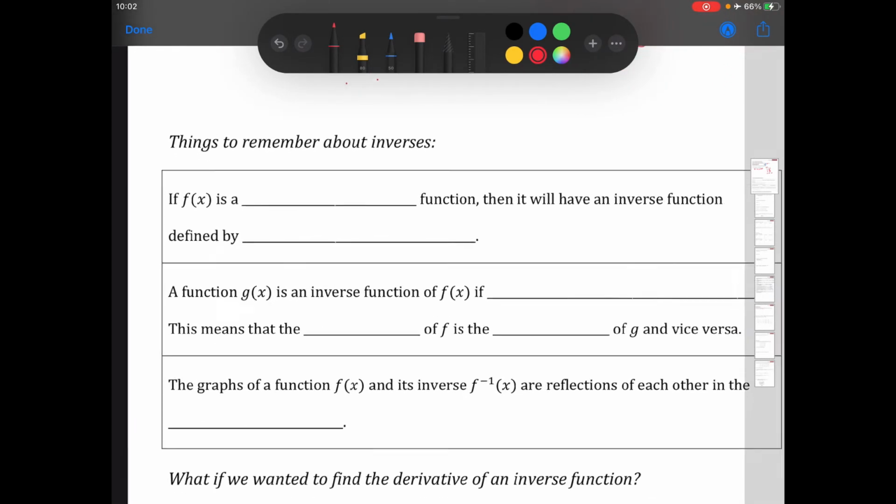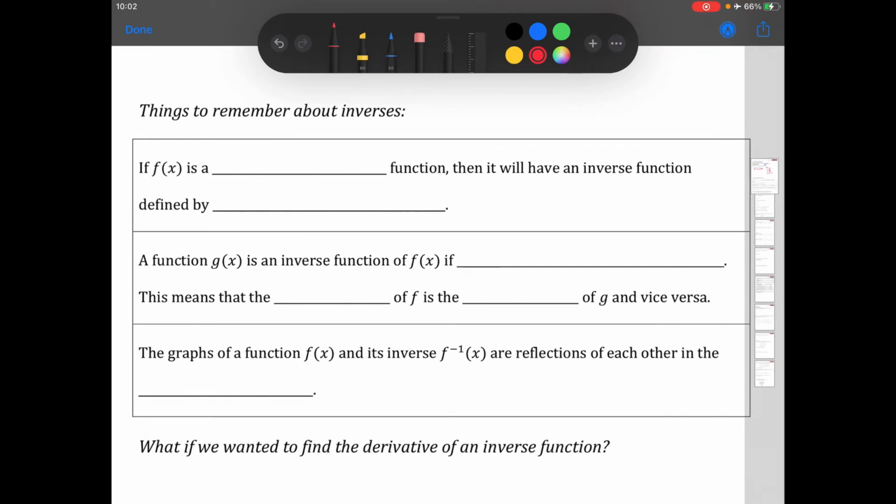Okay, so another thing that we need to remember, things to remember about inverses: if f of x is a one-to-one function. Do you remember one-to-one function? That every y is unique to x. So then it will have an inverse function defined by f inverse of x, or I can use a different function letter.